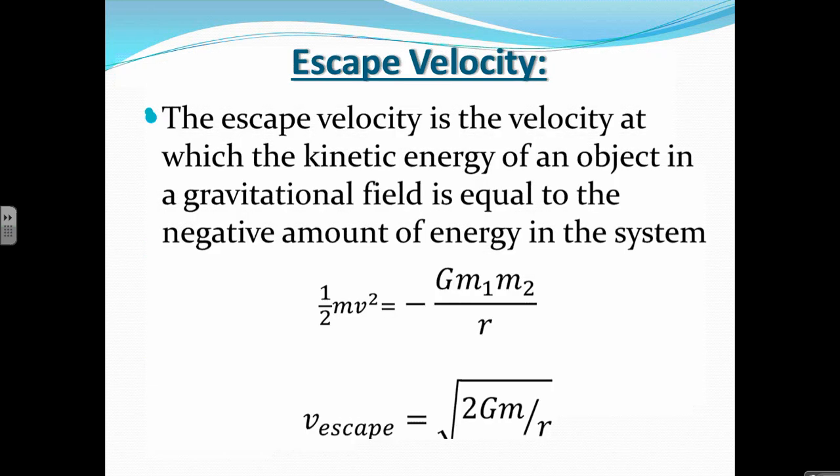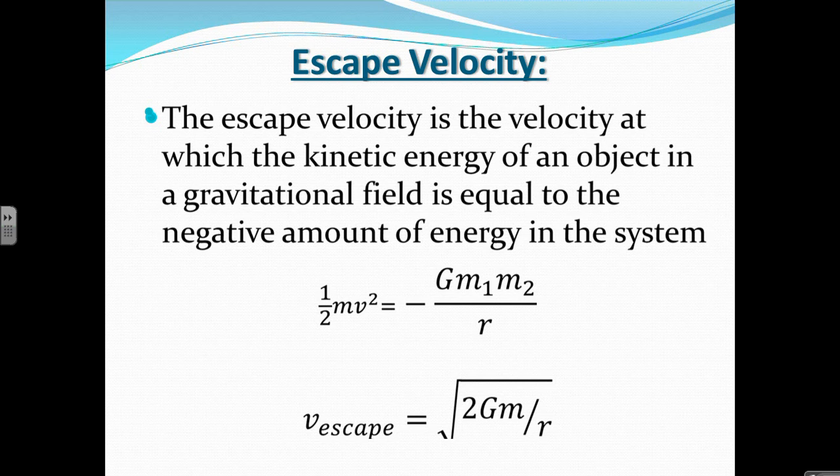One of the interesting consequences of gravitational potential energy is this idea of escape velocity. Escape velocity is how much speed, how much velocity you must give an object initially in order for it to be able to escape the gravitational pull of an object. So how fast must a rocket be traveling in order to make it off the Earth?